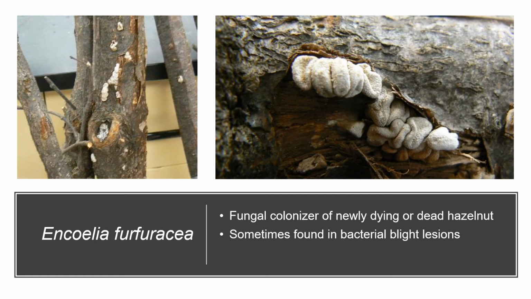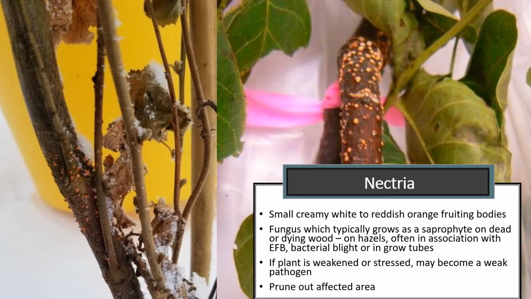Again, these are not primary pathogens. They are associated with a bacterial blight or other infection. Another common decay fungi is Nectria, which will attack a number of fruit trees, not just hazelnuts, but it has a fairly distinctive structure, so it's quite noticeable.